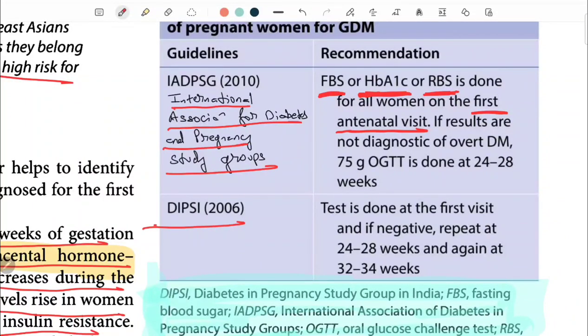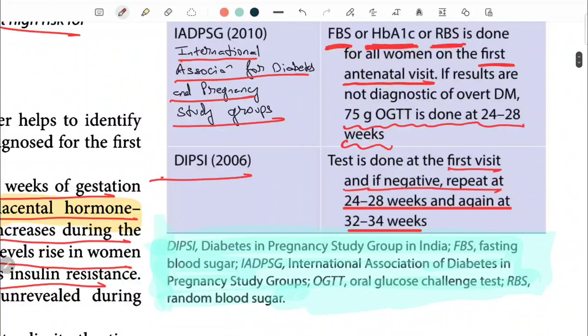If results are not diagnostic of overt DM, a 75 gram OGTT is done at around 24 to 28 weeks. Now according to DIPSI, the test is done at the first antenatal visit, and if negative, it is repeated at 24 to 28 weeks and again at 32 to 34 weeks. So with DIPSI, we need to repeat twice.